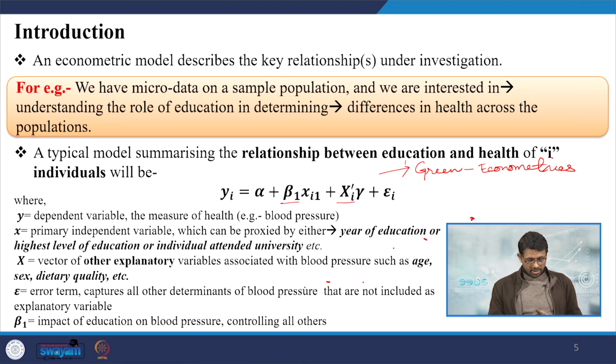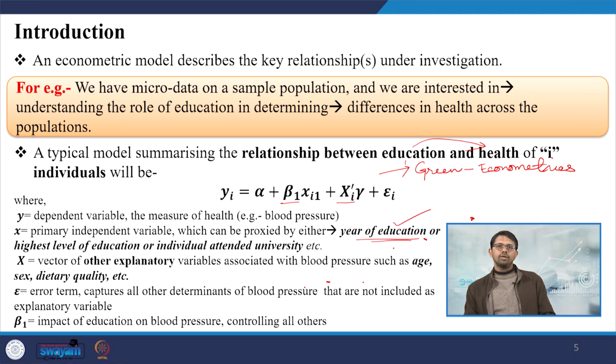So, y is our dependent variable when we say its relationship with education and health. We are actually referring to a measure of health, maybe blood pressure, or many other indicators, such as morbidity indicators, etc. Whereas the first, small x_1i, refers to the primary factor which we want to emphasize, the primary independent variable, which can be proxied by either years of education, highest level of education, or whether the individual attended university, etc. Since our focus is on education and health, we first have to emphasize this variable.